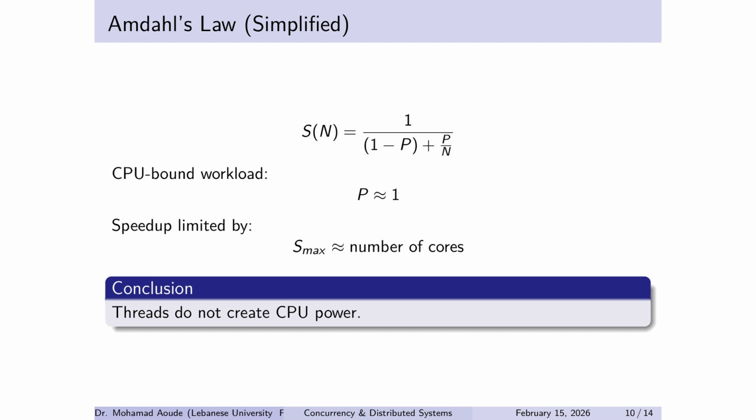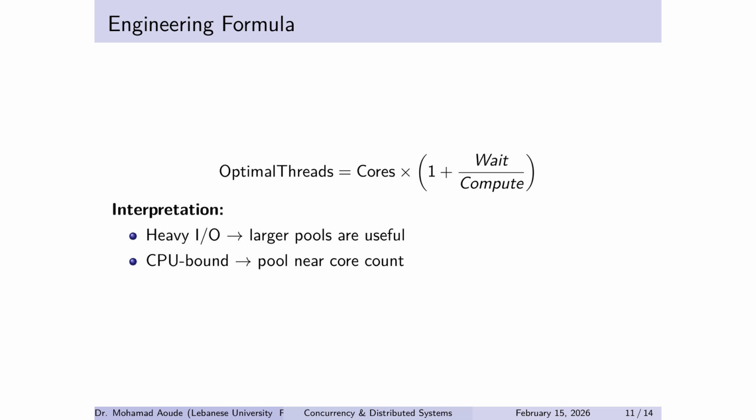Engineering must respect ceilings. Now we bridge theory and practice. The optimal number of threads depends on the ratio of waiting to computing. If the system spends most of its time waiting, heavy I/O, you can benefit from larger pools. If the system is compute heavy, your pool size should be near the number of cores. This formula is not magic, it's a heuristic, but it's grounded in measurement and queuing theory, and this is the real engineering mindset. We do not maximize threads, we size threads.